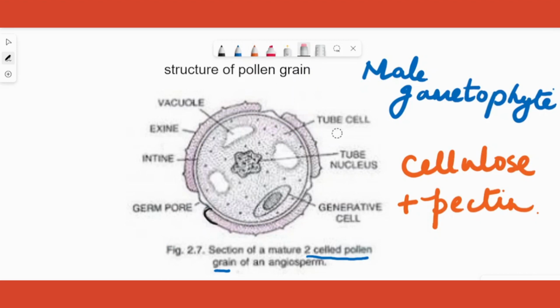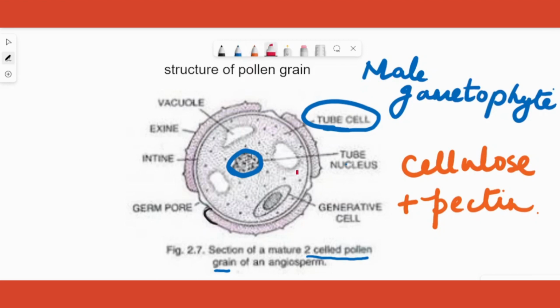So this first cell that we are learning inside the pollen grain is called the tube cell, otherwise called a vegetative cell. Now, where is it present? It is taking up the entire structure. If you can see, 90% of whatever is inside the pollen grain is this cell, the tube cell, having the tube nucleus. Right? What is the function again? Making of pollen tube. Done.